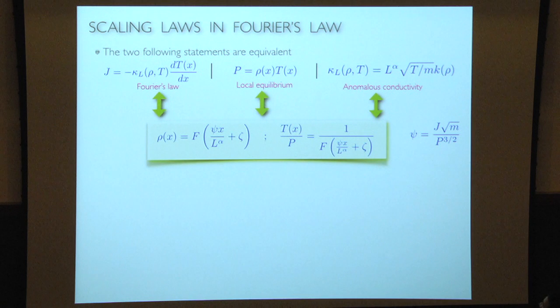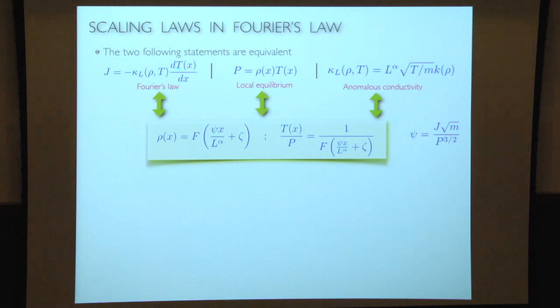Let's imagine also that the heat conductivity of our system obeys this simple scaling form, which might look a bit strange at the beginning, but this is the standard scaling that one would expect for this type of model. This square root of T over mass can be deduced with just dimensional analysis, times some function of the density, which is unknown, times this L to the alpha, which is in principle the possible size anomaly that the system shows. Okay.